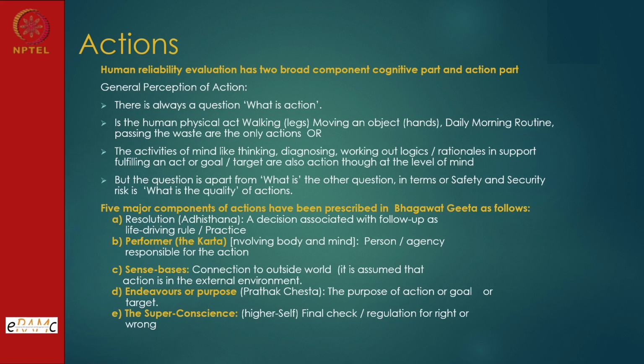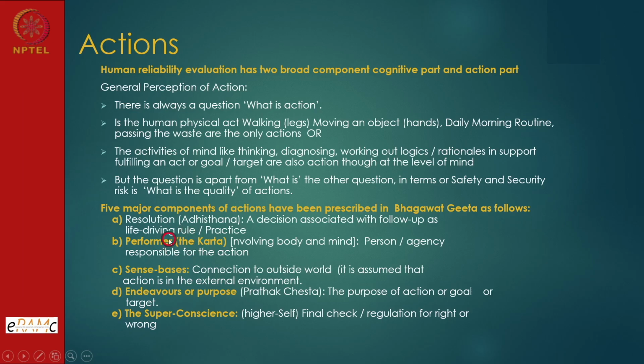But apart from this, the question is: what is the quality of action? Have we ever defined it in terms of developing a model? So, some knowledge was there in the Bhagavad Gita. The first component is resolution. You take a decision, adhisthana, the Sanskrit word. So you resolve, you take a decision to take an action and follow up. You know, the rules and practices that we have. Then the performer who is taking the action is called karta. That means there should be some entity who is the performer.